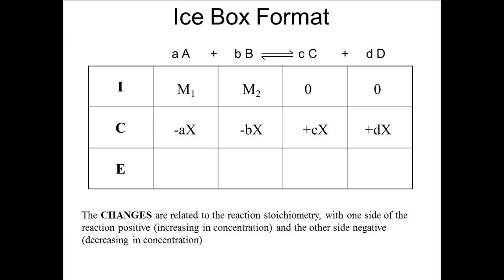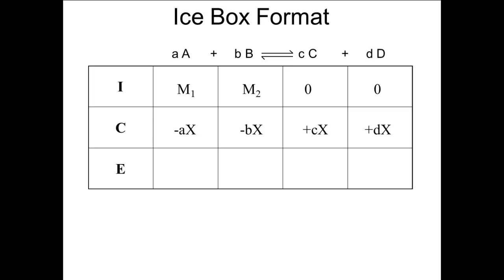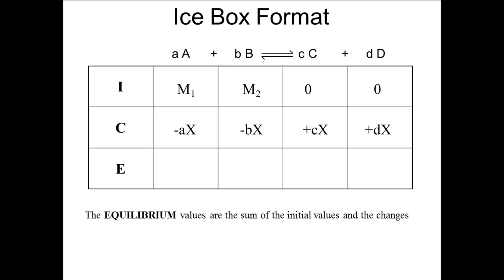If we know what one of these changes is, then we can determine what they all are by solving for x and using it to determine each of the others. If we do not know what one of these changes is, we have the changes all in terms of x. The equilibrium values are the sum of the initial values and the change. So we can now fill in the third row of the table by adding the change for each substance to the initial value of each substance.